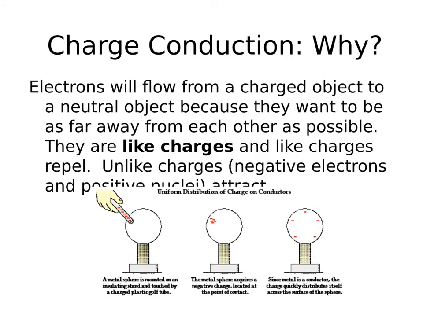So why does this happen? Well, electrons flow from a charged object to a neutral object because they want to be as far away from each other as possible. Remember that like charges repel each other, and electrons all have the same charge, so they're like charges. So they're pushing each other away. Unlike charges, like negative electrons and positive nuclei, attract each other.